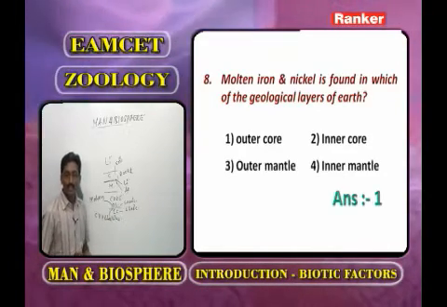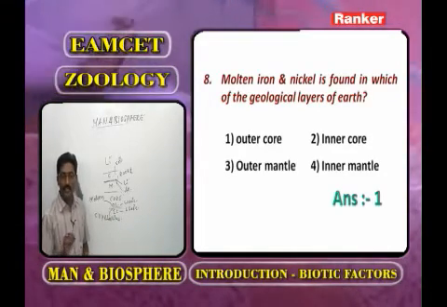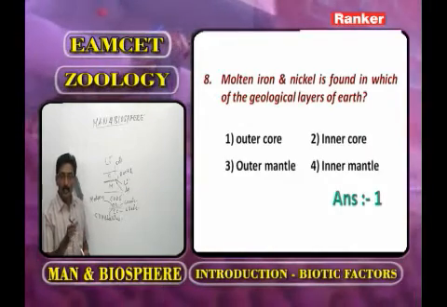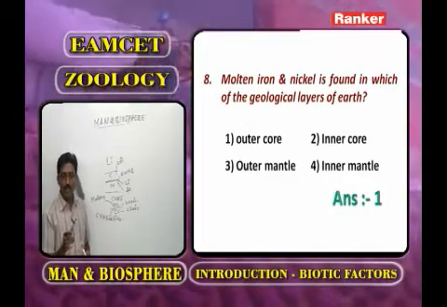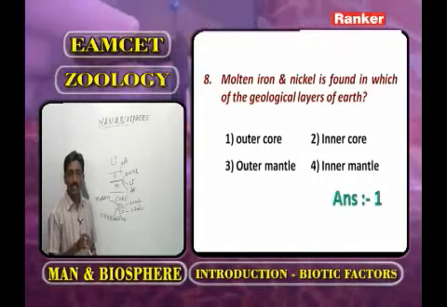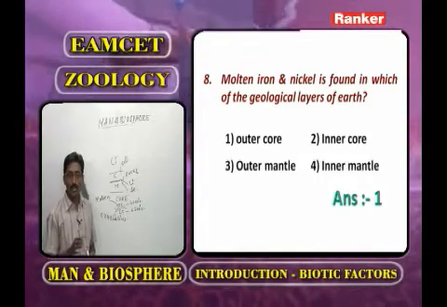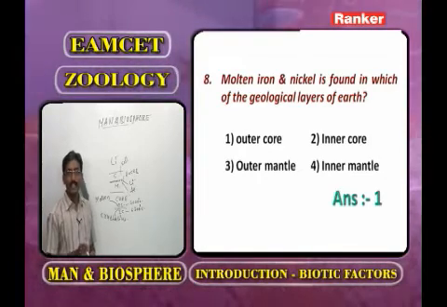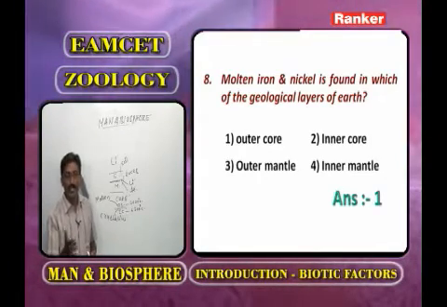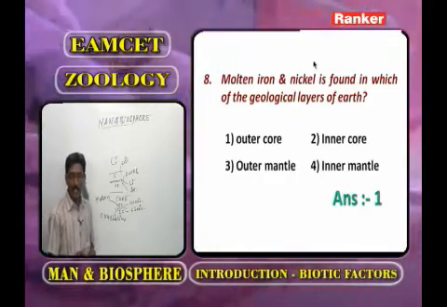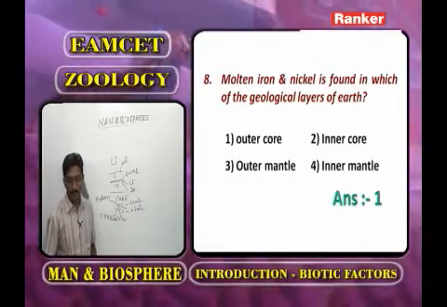Now here, we have to observe the question once again. Iron and nickel in the molten state are found in which of the layers of the earth? The options are outer core, outer mantle and inner mantle. Here the correct answer is the outer core. What about the inner core? The materials are in the crystalline state. Now we go for the next question.